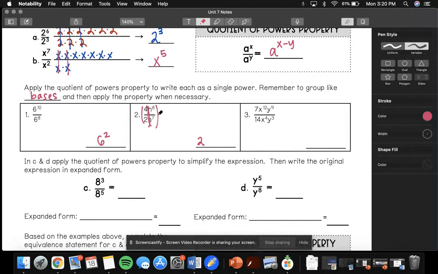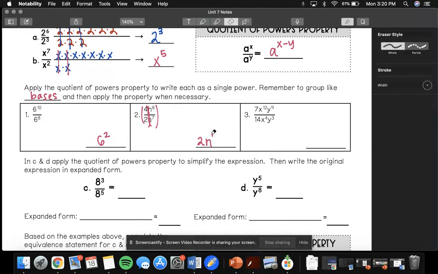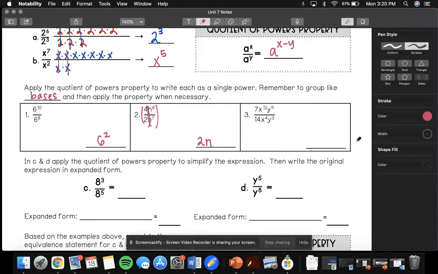8 minus 7 is 1. So I have 2 into the 1. You obviously don't have to put the 1 if you don't want to, but you can, and I wouldn't count you off. Okay. Final one, we have 3 groups.